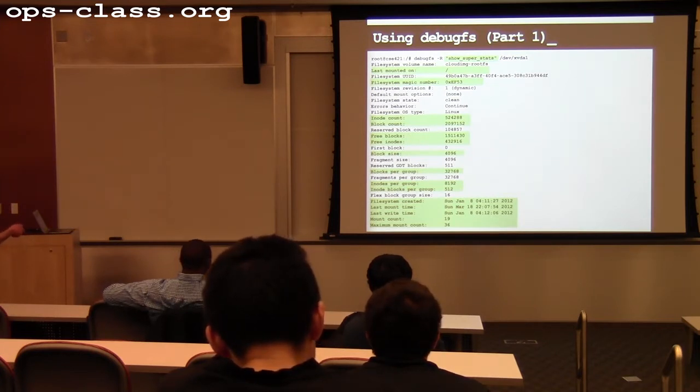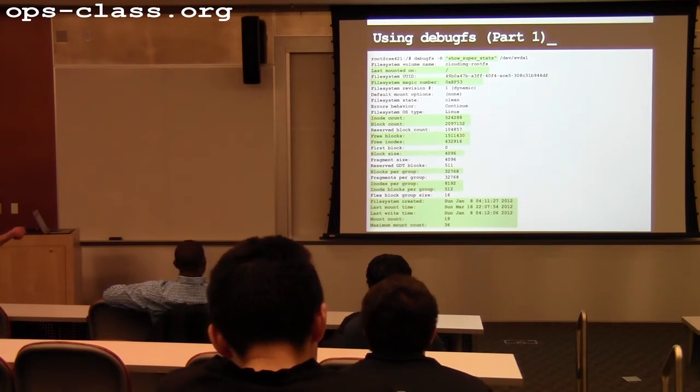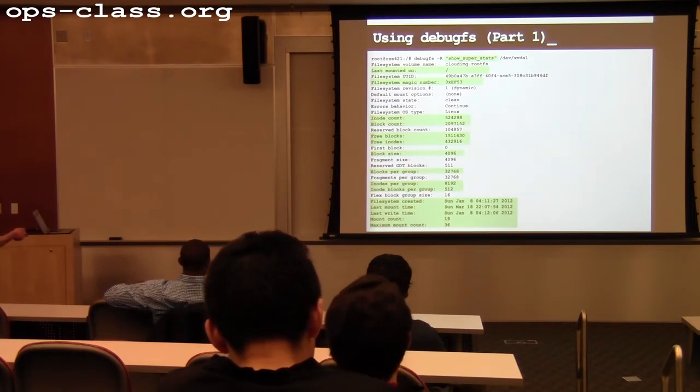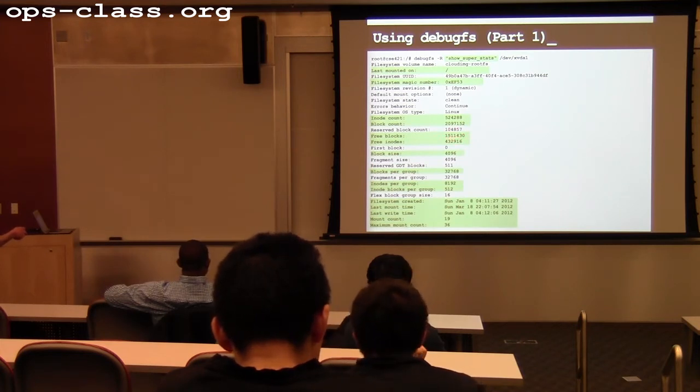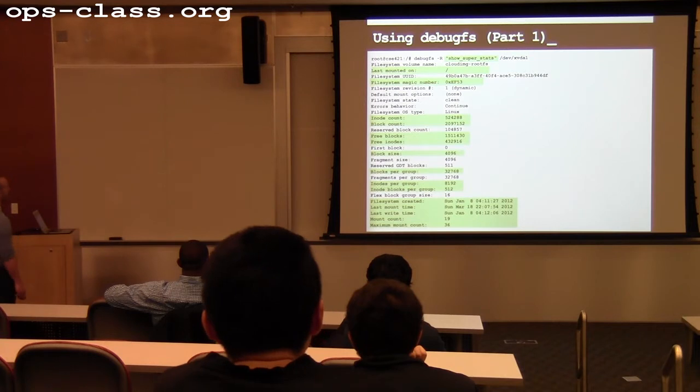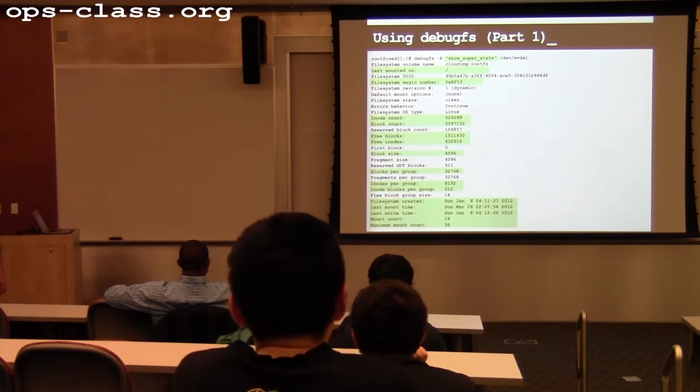So this gives me the total number of inodes and blocks that were allocated. This gives me the free blocks and free inodes. So this is a relatively lightly used system. About 75% of my blocks are free, and it looks like even more than that in terms of inodes.